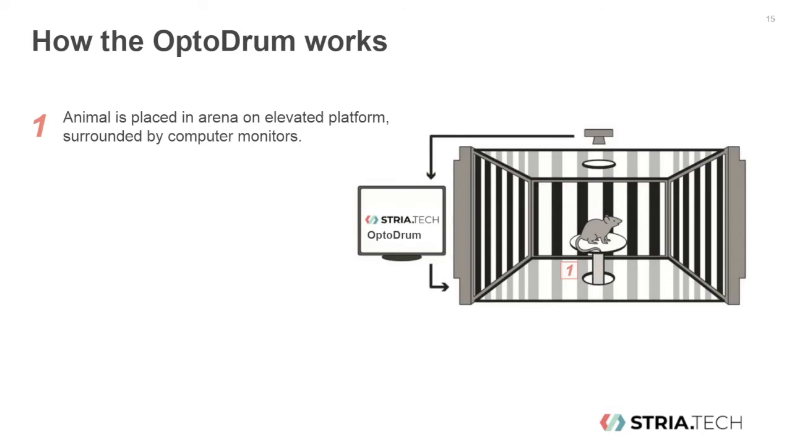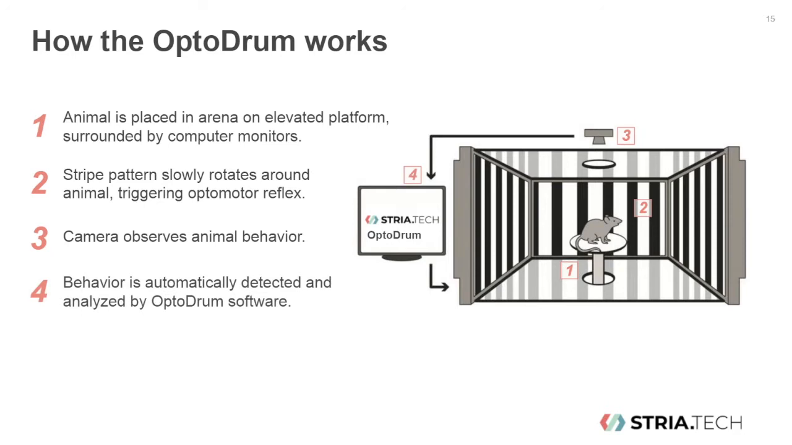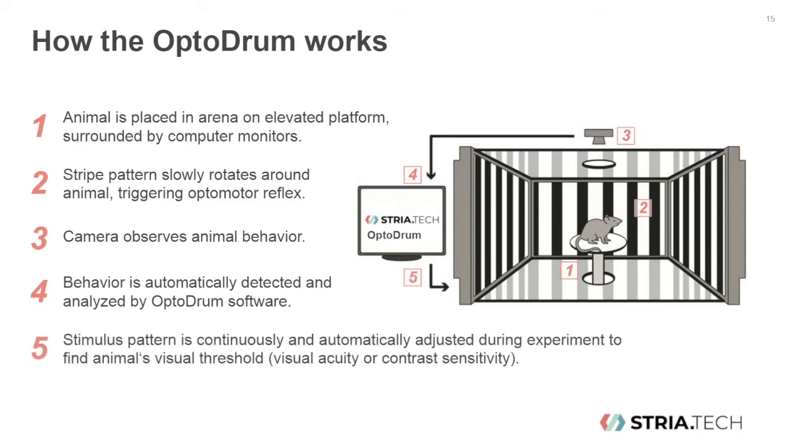How does the OptoDrum work? Here is the general overview. The animal is placed on an elevated platform in the middle of the arena where it is surrounded by computer monitors. On the monitors, we show a rotating stripe pattern which can trigger the optomotor reflex. With the camera, we observe the animal from above, and the OptoDrum software detects the animal and analyzes its behavior. Then the stimulus pattern is continuously and automatically adjusted throughout, with the goal to find the visual threshold of the animal.